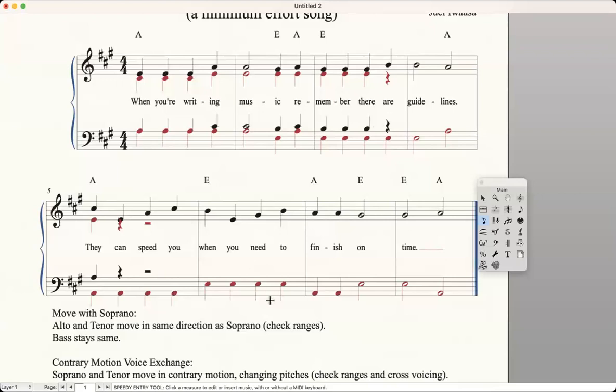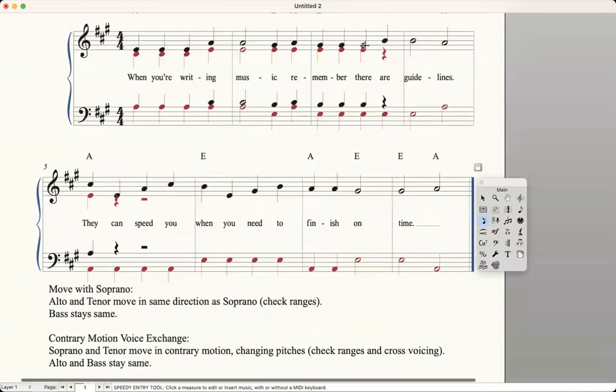I'm going to use contrary motion voice exchange because the soprano is going from G sharp to B, and this is going from B. We can go down to G sharp and not cross over voices. Ranges are fine. I think it's good.